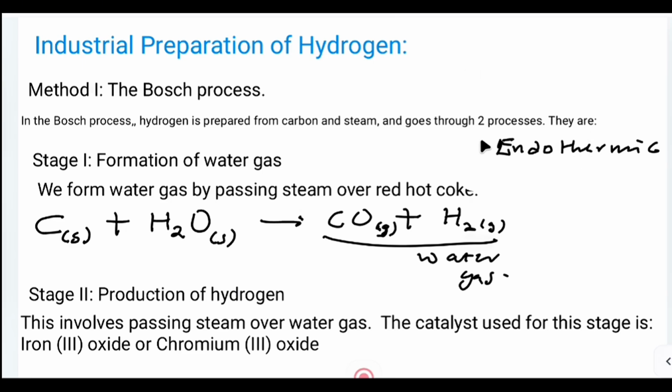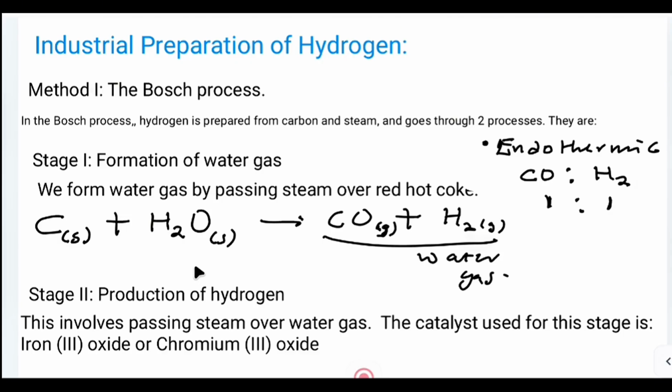Another point I want you to take note of is that when you look at water gas, the ratio of carbon 2 oxide to hydrogen is 1:1. And this can come up in an exam. What's the ratio of carbon 2 oxide to hydrogen in water gas? You can see it here. It is 1:1.